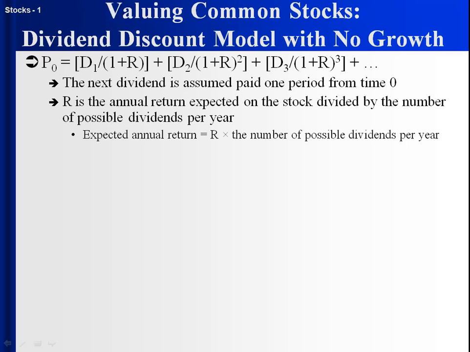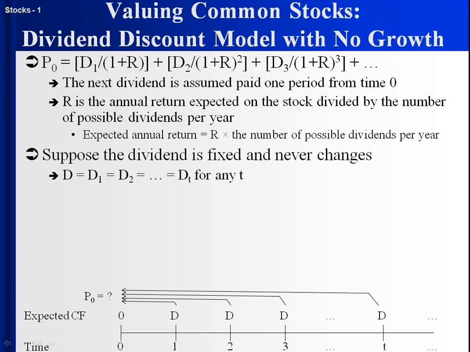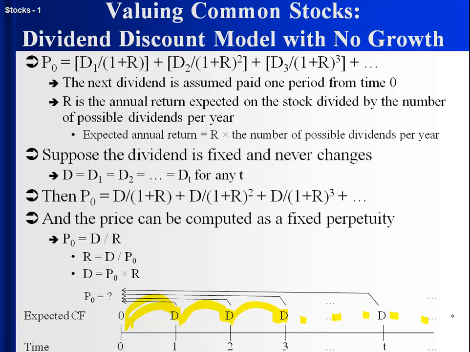So remember, the value of a stock today is simply the present value of all dividends that are expected forever and ever and ever and ever. Suppose we have a dividend that's fixed. It never changes. So if the dividend is the same, we'll call it D. What's the value of the stock? Just D over 1 plus R plus D over 1 plus R squared plus D over 1 plus R to the third, forever and ever and ever and ever.